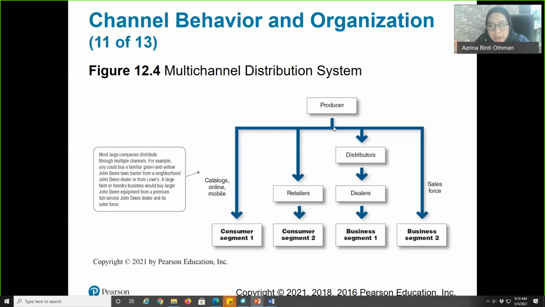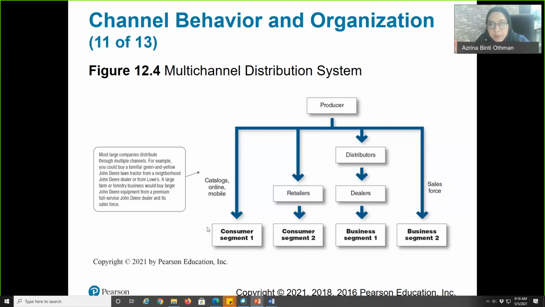Okay, so kita ada indirect channels. Okay, for example, like they use one intermediaries level, for example, retailer. This is consumer segment two, ataupun they use two intermediary levels. For example, they have distributors, dealers. Okay, this is for the business market, business segment one. And the company also have another direct channel. For example, like producer to business segment two, they are using the Salesforce, ada intermediaries kat sini. Okay, they use Salesforce kat sini. Sini direct lah. Dia guna Salesforce kat sini. Yang ini guna online. Okay.